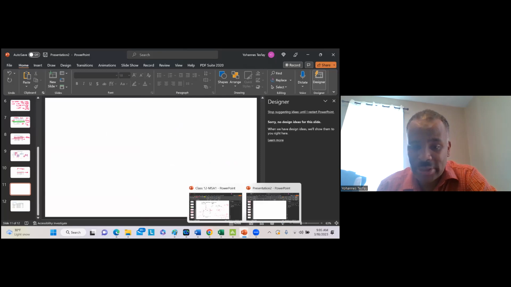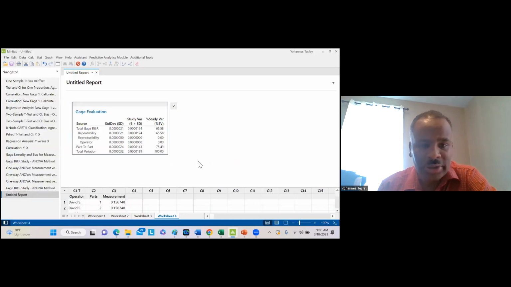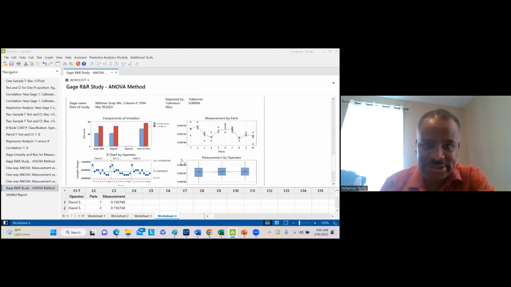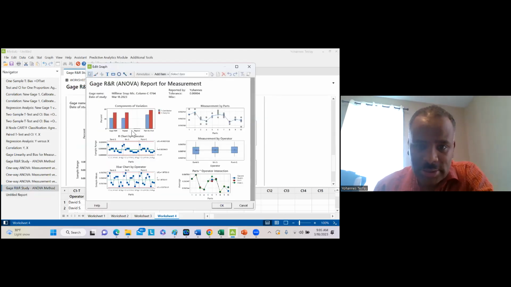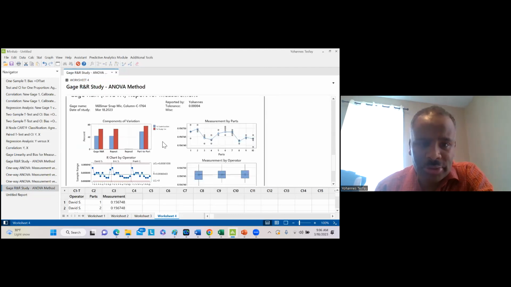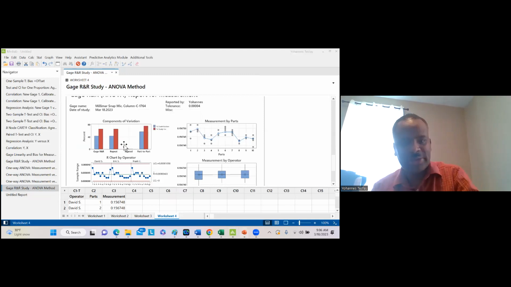Okay, pictorial. We're going to look at those. Okay, so here, this is a report that was generated. So let me do this one, copy graph, and do like this.